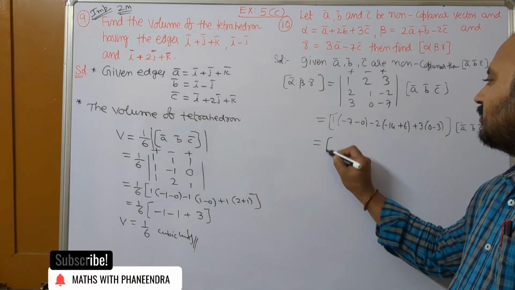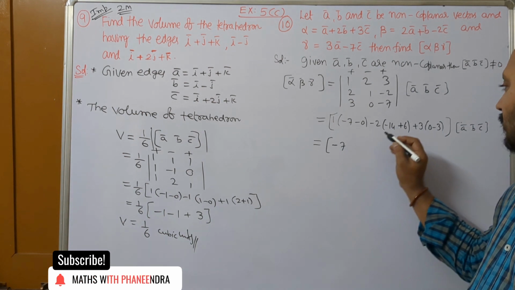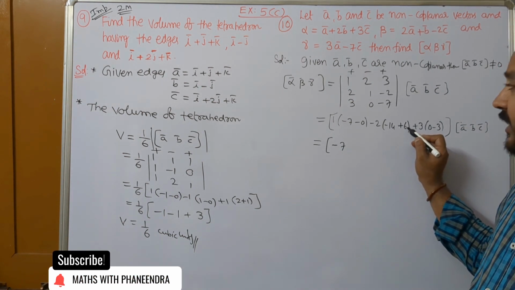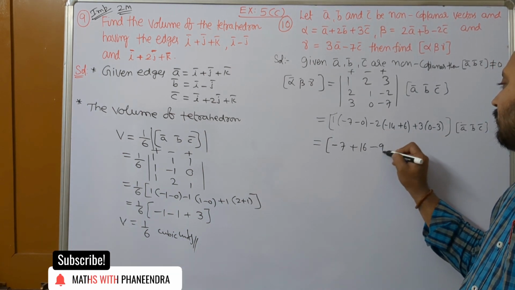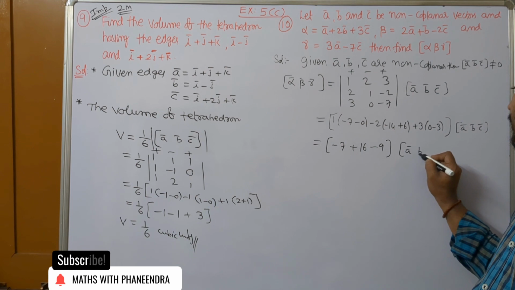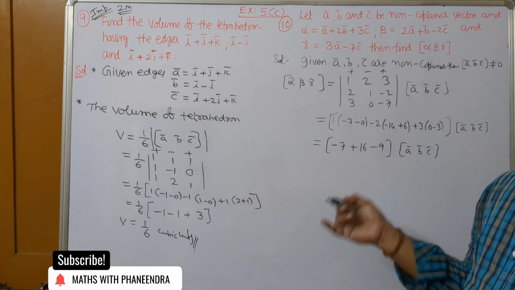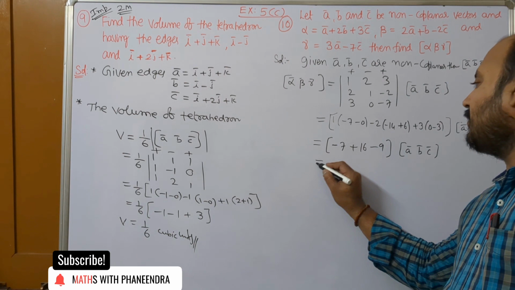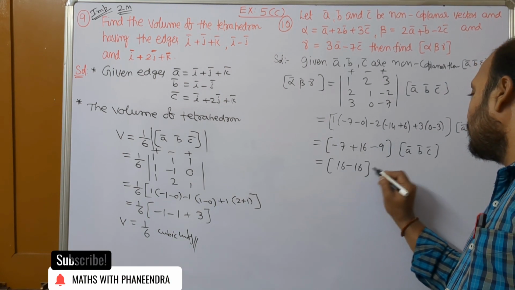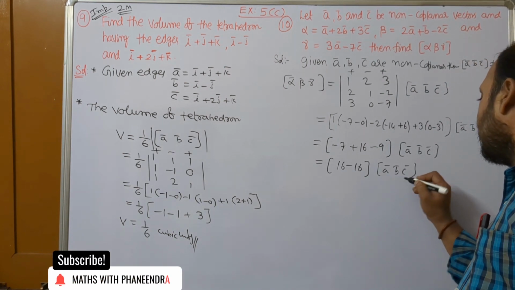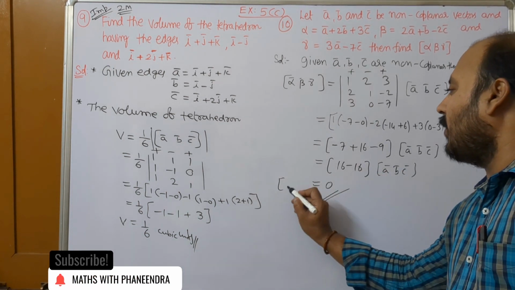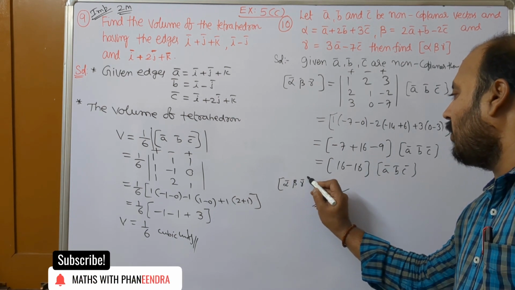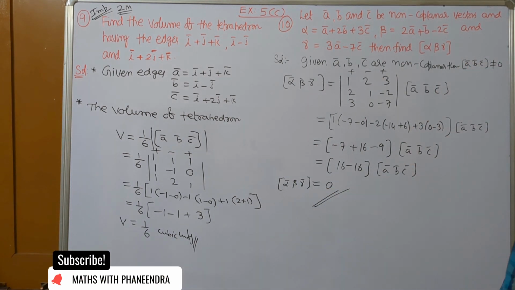So minus 7, minus 2 into minus 14 plus 6 is minus 8, so minus 8 into minus 2 is plus 16, minus 9. 7 and 9 also 16. So minus 16 plus 16. So 0 into anything is 0 only. Since the box of ABC is not equal to 0, but this value is 0, therefore the box of alpha bar, beta bar, gamma bar is equal to 0. Answer 0. We'll move to another question, dear students.